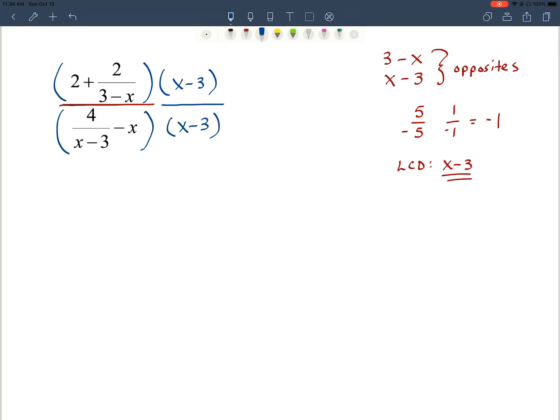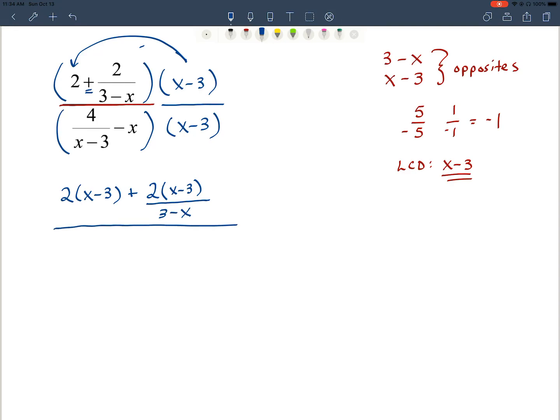So when we distribute this through, we're going to do that times a 2 first. We're going to have 2 times the quantity of x minus 3. Then we've got plus, and when we do that x minus 3 times the 2, I'm going to actually write this out on this one. We'd have 2 times the quantity of x minus 3 over that 3 minus x. Okay, remember this is all in the numerator of our fraction.